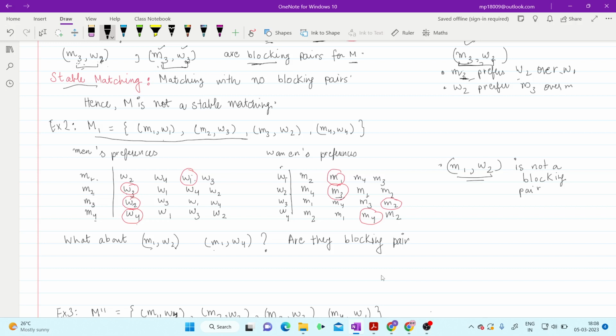What about M1 W4? Yes, it is a blocking pair. Why is M1 W4 a blocking pair? So we see that M1 is happy, and W4 is also happy with M1. Both are happy. Therefore M1 W4 is a blocking pair. And M1 W2 is not a blocking pair.